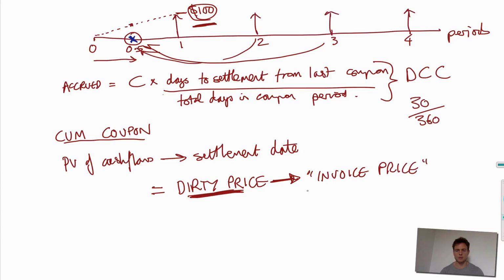And it's also sometimes called the transacted price, right? So it could hardly be clearer. This is the price that's actually going to change hands on the settlement date. This is the amount of money in dollar terms that's going to change hands between the buyer and the seller of the bond, okay?